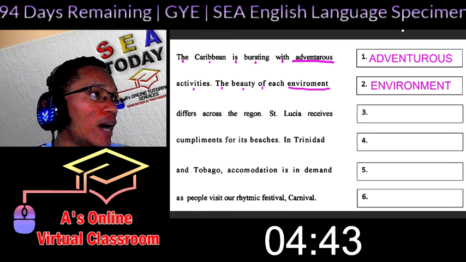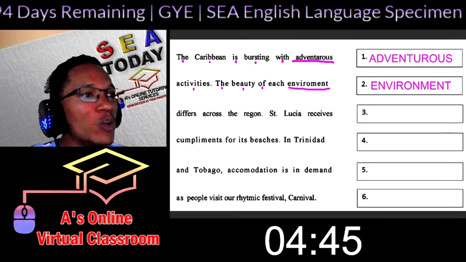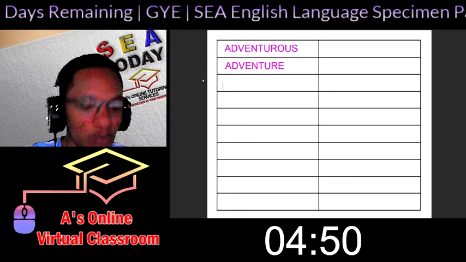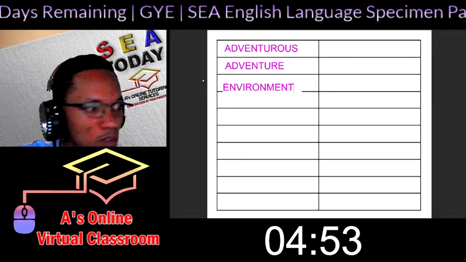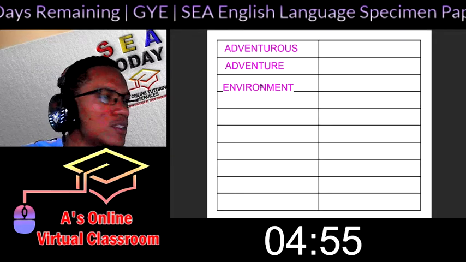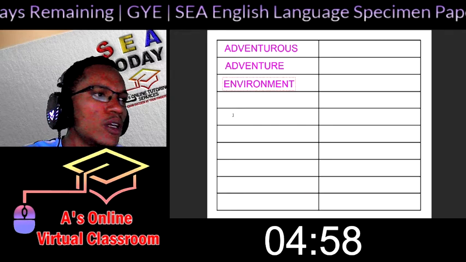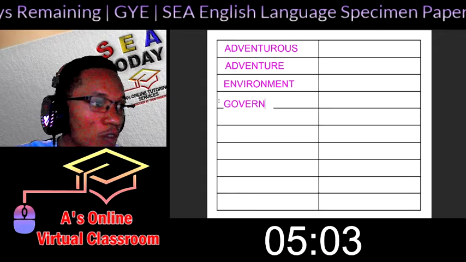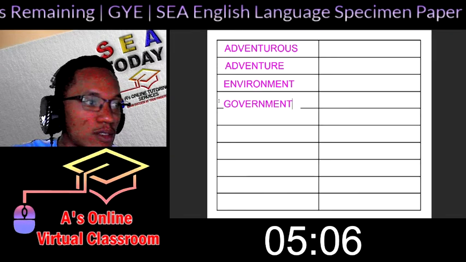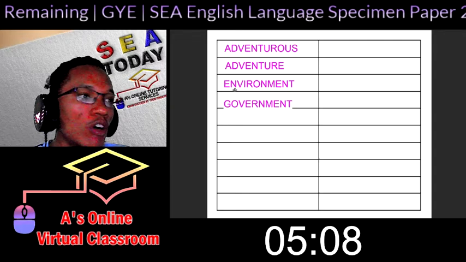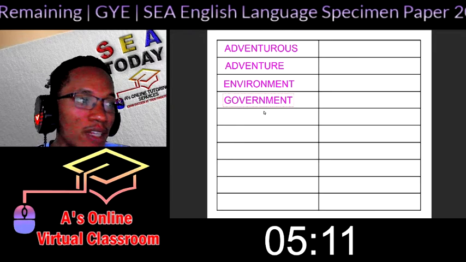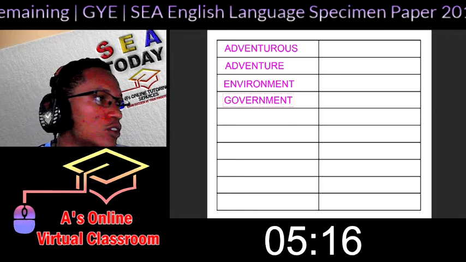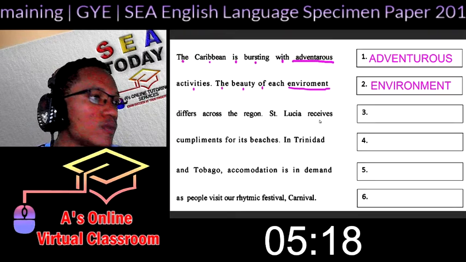So we'll add this word to our list, environment, and a word that is similar to this. A word that is similar to this word would be government. So government comes from govern and then ment. Some people spell it without the N in the middle. It is just like environment. Alright, so back to our sentence.